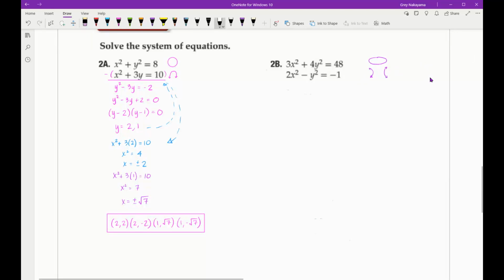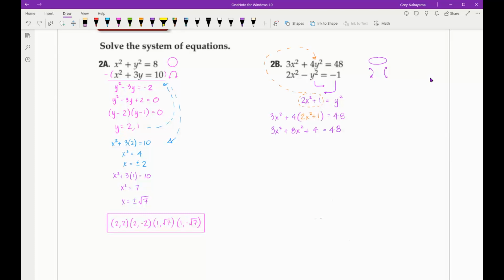All right, so I'm going to take that bottom equation and I'm actually going to solve it for y squared. So I'm going to move it to the right side and -1 to the left side, and that's going to give me y squared equals 2x squared plus 1. And then I'm going to take that and plug it back in for y squared into the other equation. So that's going to give me 3x squared plus 4 times y squared, but y squared is equal to 2x squared plus 1, and all that equals 48.